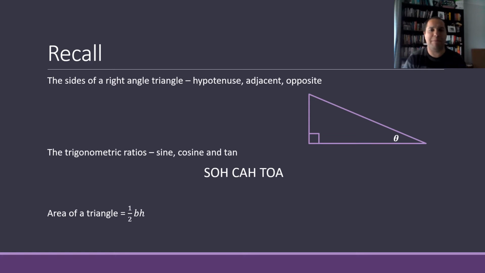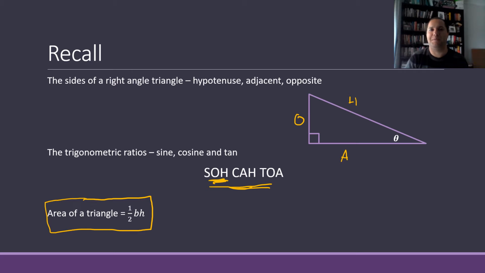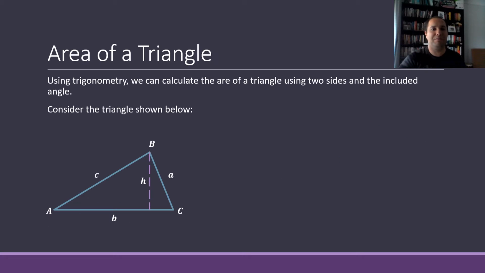A few things to remember. The labeling of our sides of a right angle triangle, hypotenuse, adjacent and opposite, remembering our trig ratios, in particular here sine, and then remember the formula for the area of a triangle, half base times perpendicular height. We'll be using those to help create a new formula to calculate the area of a triangle.